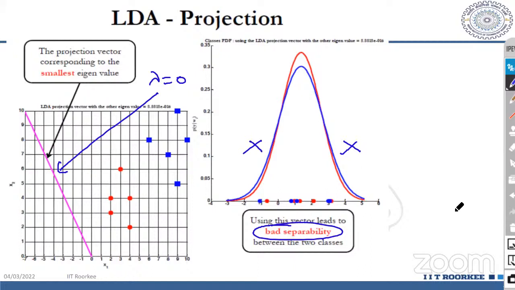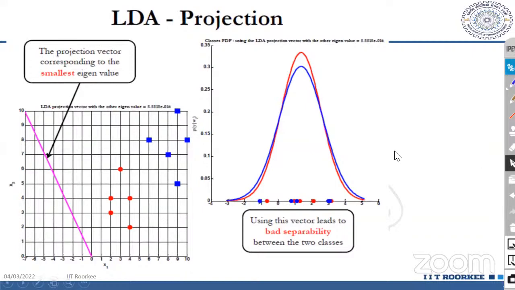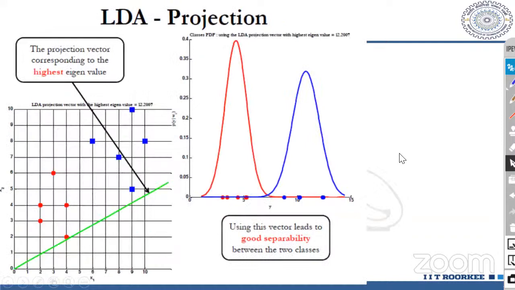We have another eigenvalue, lambda is 12.2007. Let us see how that eigenvalue is working, for example, for the eigenvalue lambda 12.2007.